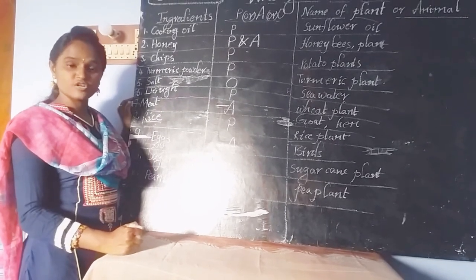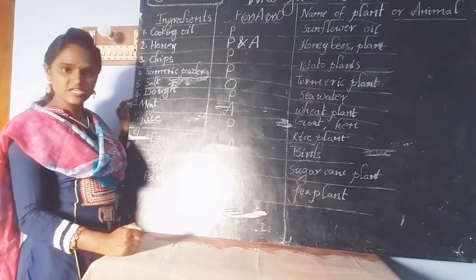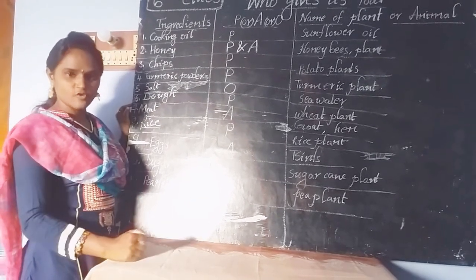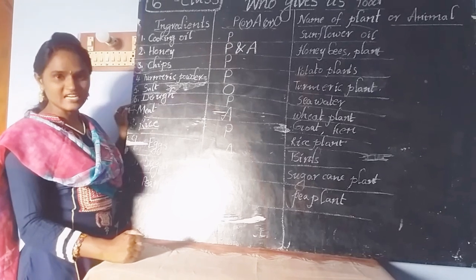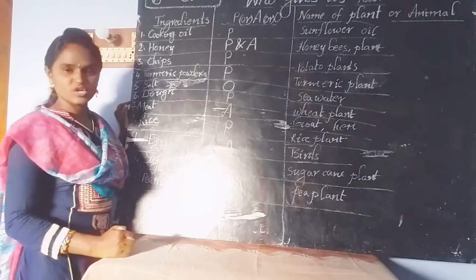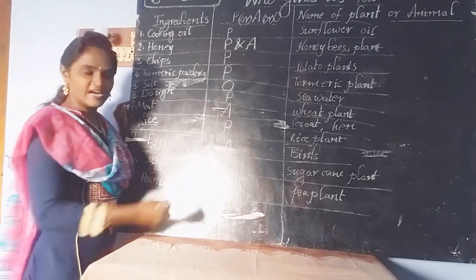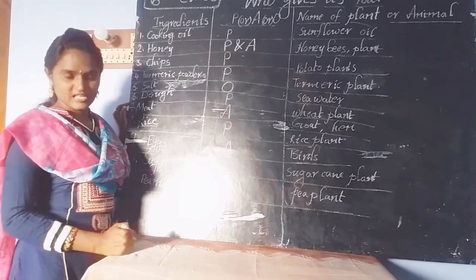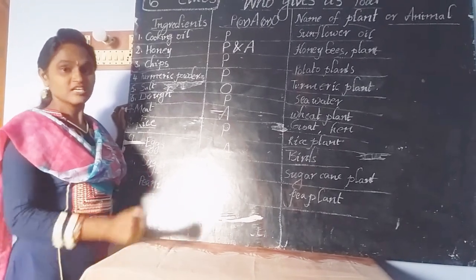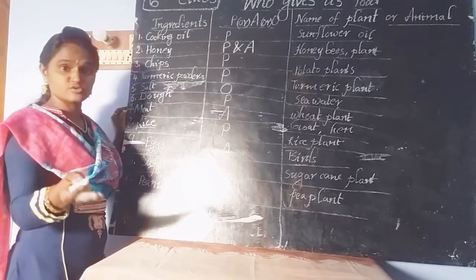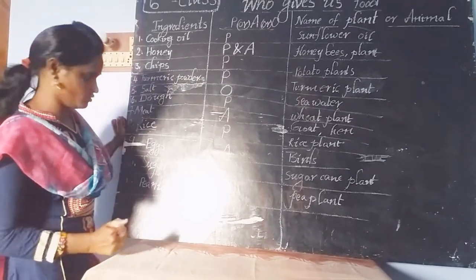Some people also have interest to take kiwi bird eggs, and some other people who are living in the forest may eat different kinds of birds' eggs. Here I write only birds. You may add whatever eggs you like to eat, like hen eggs, duck eggs, kiwi eggs, like that you may write. Some people also have interest to take ostrich egg also.